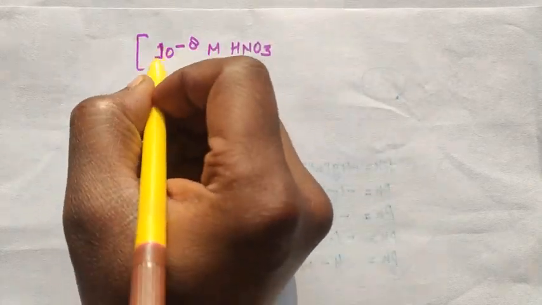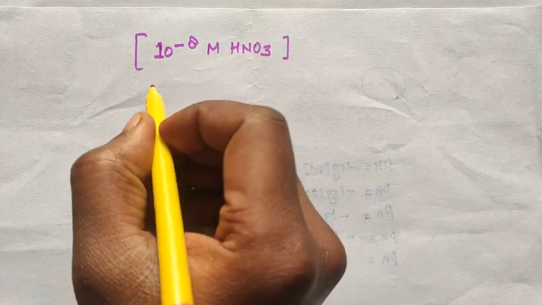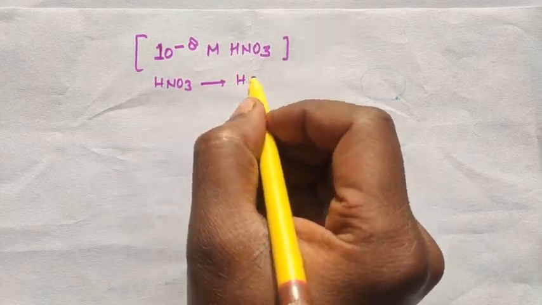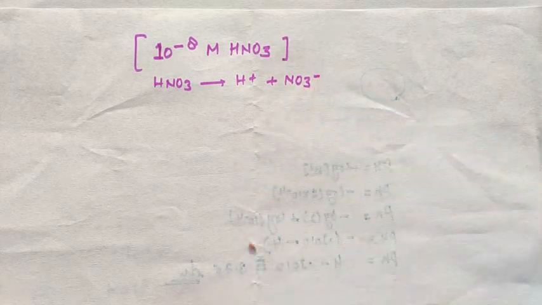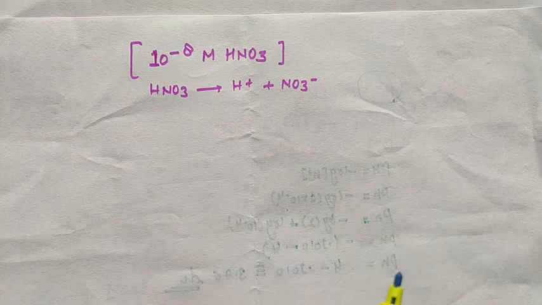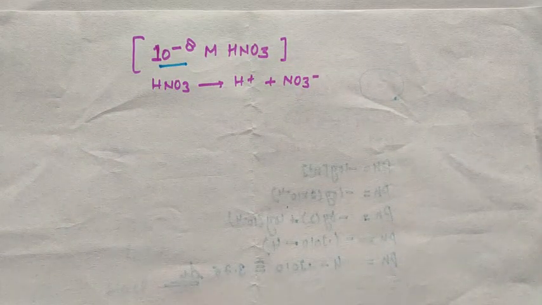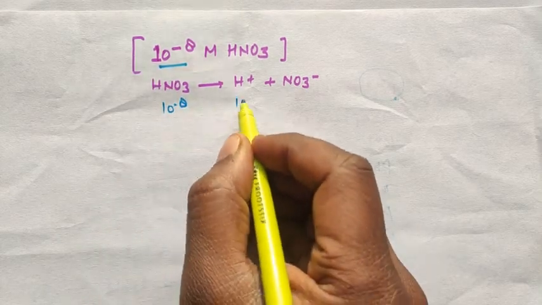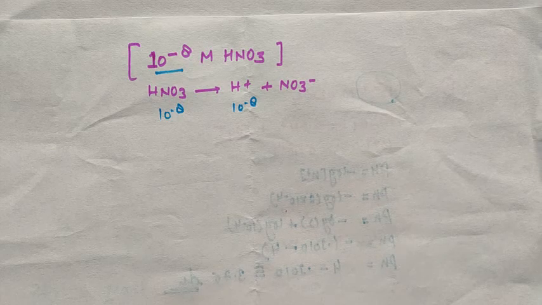This is again a strong acid, completely ionized. So this HNO3, what will happen? It will give H plus and NO3 minus. But listen carefully, this is the concentration 10 to the power minus 8. So when this ionizes, again there is 10 to the power minus 8 H plus. Now there is no need to do it twice because only H plus is there.